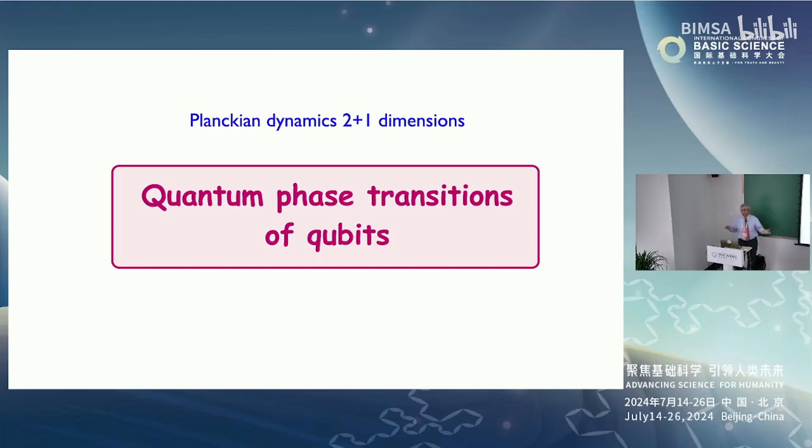But it's still a 0 plus 1 dimensional model. So it turned out to be just what we needed to describe charged black holes, but it can't be directly applied to any condensed matter system. So let me begin by taking a small step and asking, are there other simple models in 2 plus 1 dimensions that have Planckian dynamics?